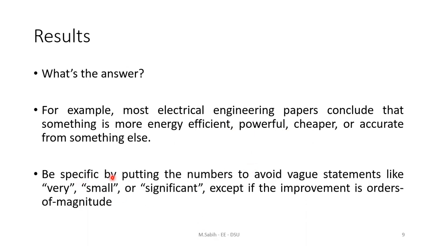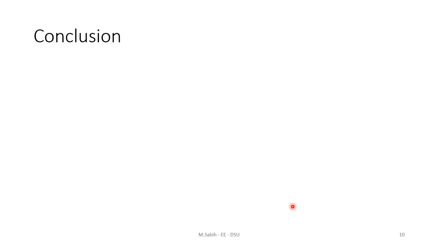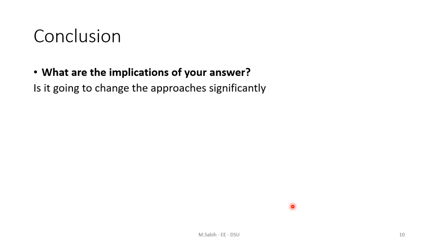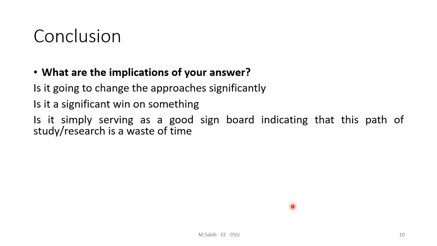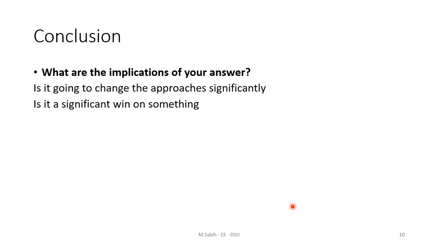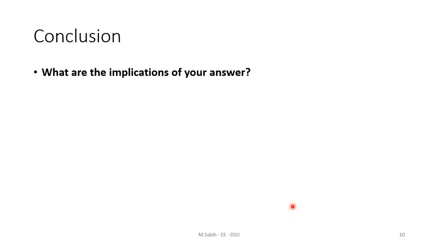And we have to be very specific by putting in numbers, to avoid vague statements. If we say it's very small, or small, or very significant, except if the improvement is in orders of magnitude, then we can use it, otherwise no. Conclusion requires the implications of your answers. Is it going to change the approaches significantly, or is it a significant win on something? Is it simply serving as a good signboard indicating this path of study? Now coming back here, what are the implications of your answer?